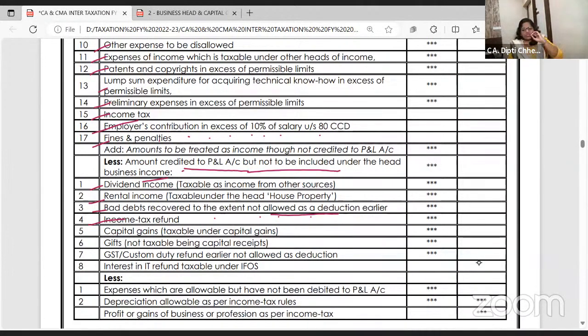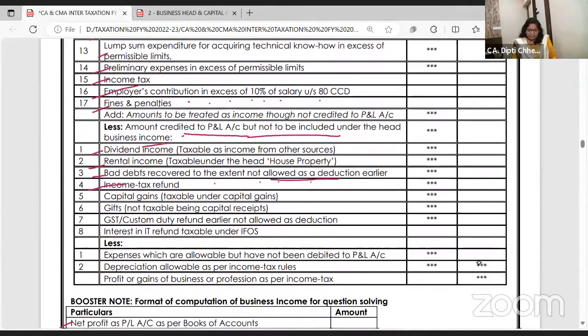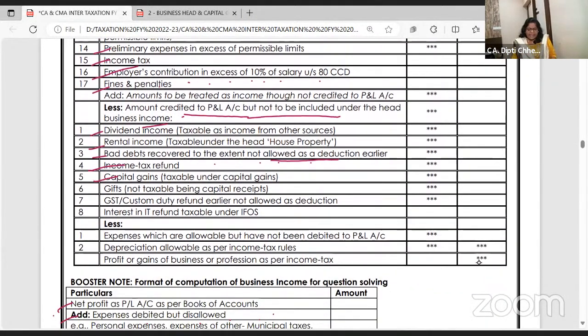You will really enjoy when I take total income problems, because there we will combine all the heads, deductions or tax. मजा आएगा. Capital gain निकाल दो. Gift above 50,000 is taxable, but where? In other source. GST and custom duty refund earlier not allowed as deduction. कभी-कभी GST and custom duty as an expense are disallowed. So when you get refund again, are you going to tax it? No.